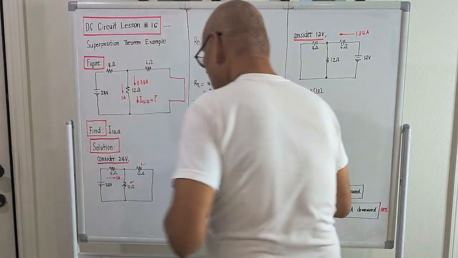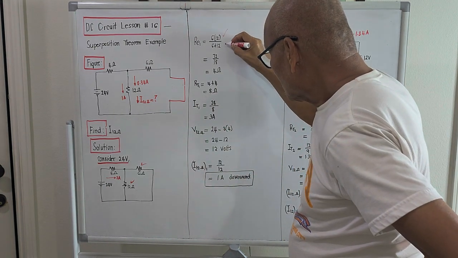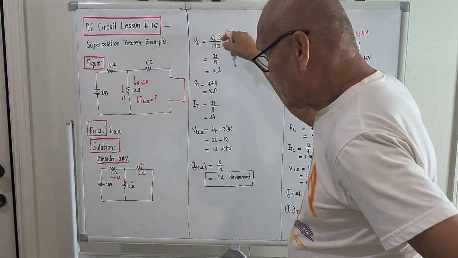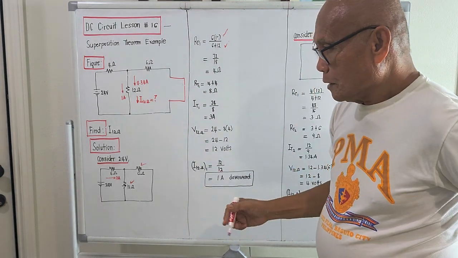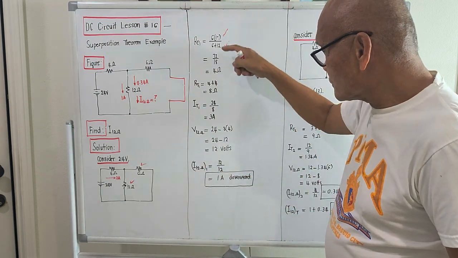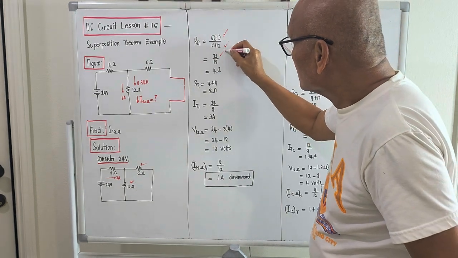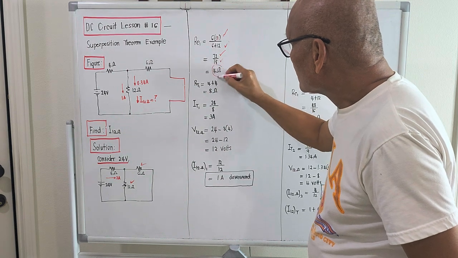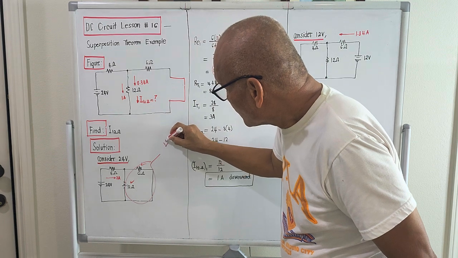So I place it here, RE1 will be the product of 6 times 12 all over the sum. This is the formula on how to compute the single equivalent of this one. There are only two, so it will be the product over the sum. So this is 6 times 12 over 6 plus 12. That will be 72 over 18, and that is 4 ohms. So the single equivalent of this one will be 4 ohms.